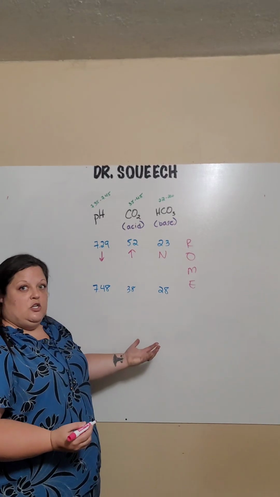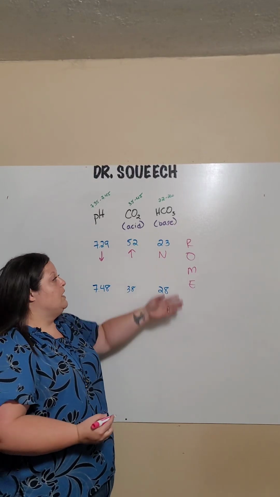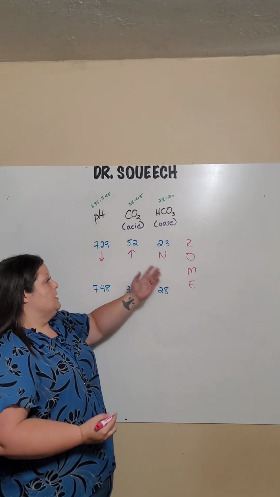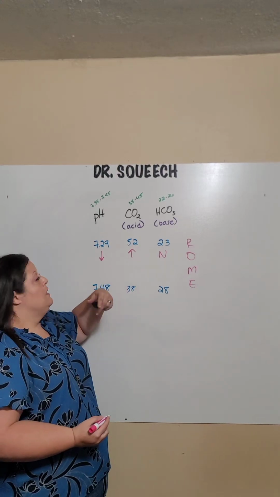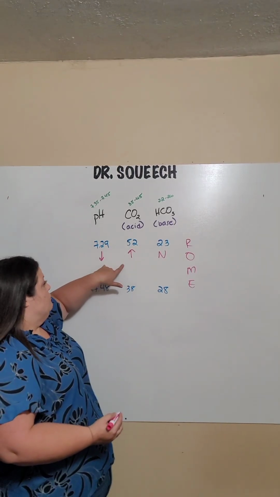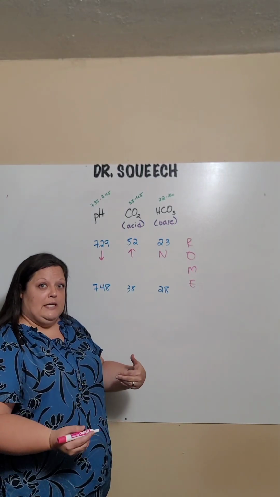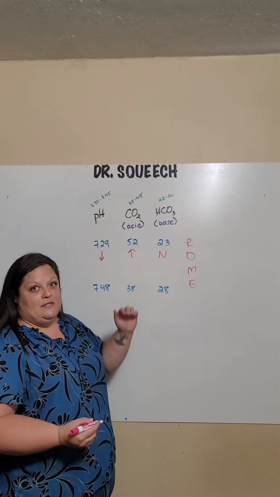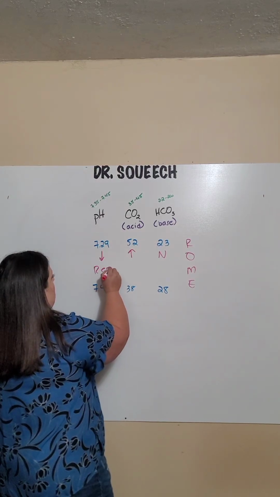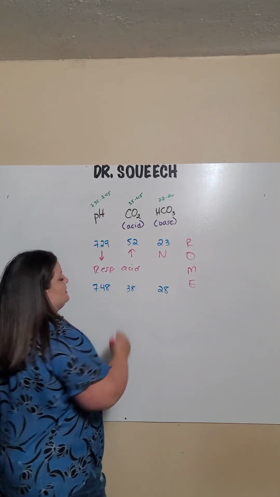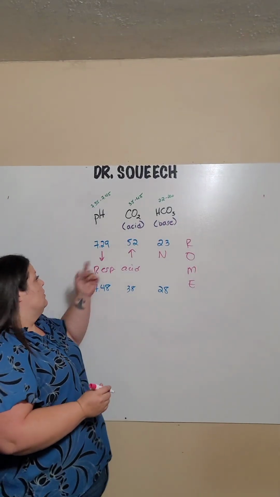But then we have to determine, is it respiratory acidosis or is it metabolic acidosis? If you use ROME, look and see what other value is abnormal. It's the CO2. And because the CO2 and the pH are in the opposite direction abnormally, it's a respiratory acidosis. So this would be an uncompensated respiratory acidosis.